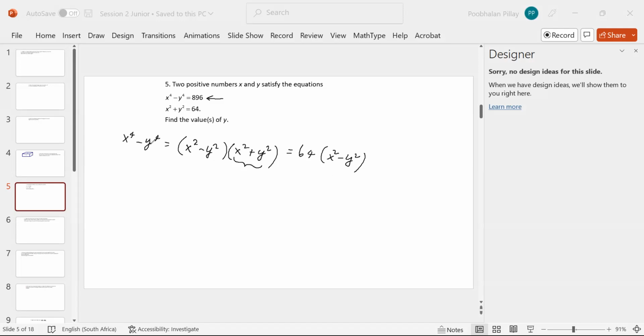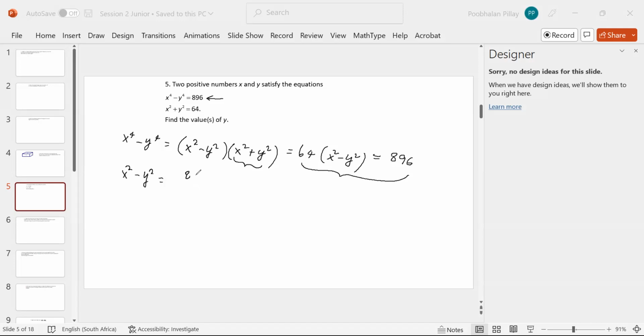So x to the fourth minus y to the fourth is 64 times x squared minus y squared. But we were told that this thing is 896. So we know that x to the fourth minus y to the fourth is 896. Now we have that 64 multiplied by this gives you 896. So you can work out what x squared minus y squared is.